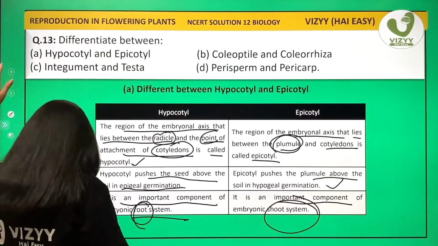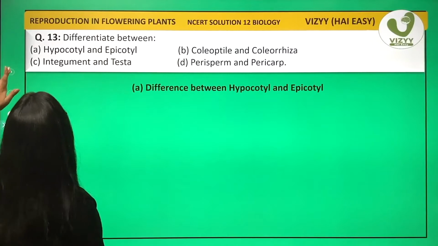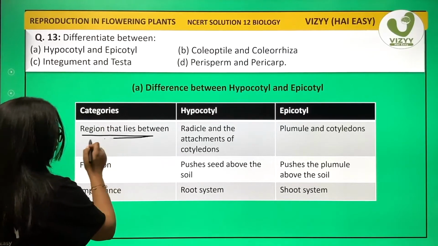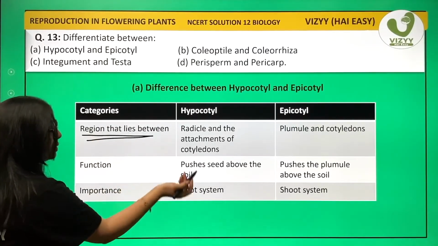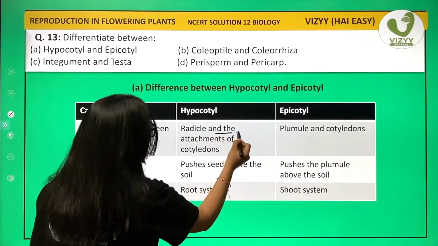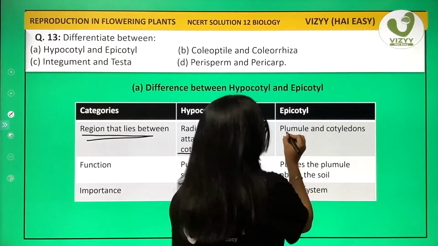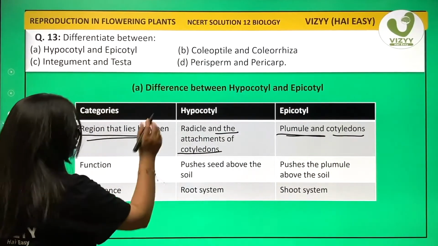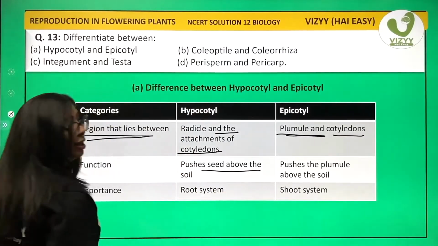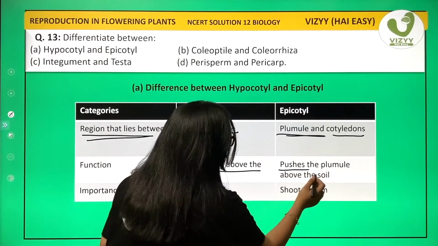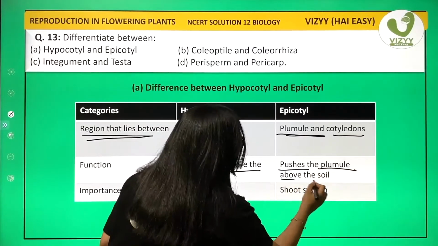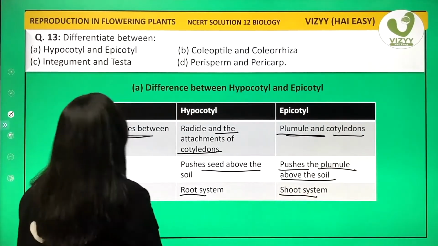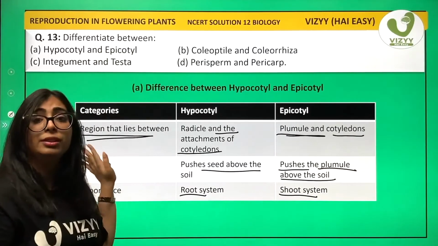Okay, now let's categorize it. Where will you find it? Hypocotyl is the region that lies between the radicle and the attachment of cotyledons. Epicotyl will be found between the plumule and cotyledons. Function: hypocotyl pushes the seed above the soil, whereas epicotyl pushes the plumule above the soil. Lastly, importance: root system and shoot system. Okay students, we are done with difference 1.